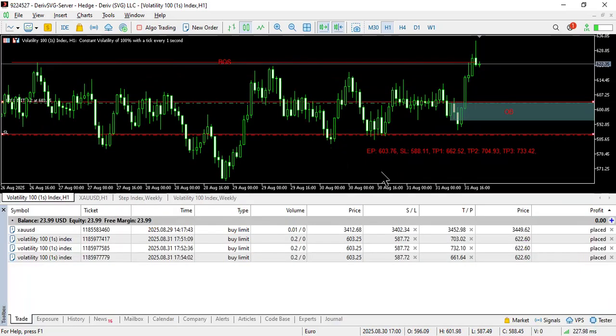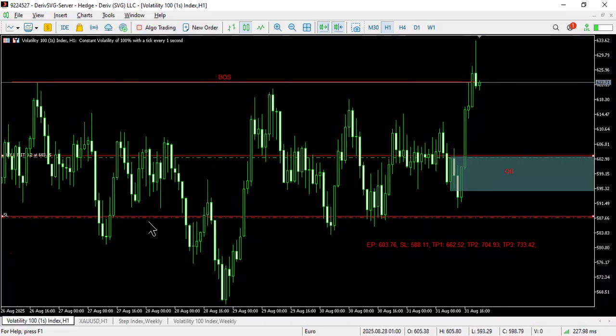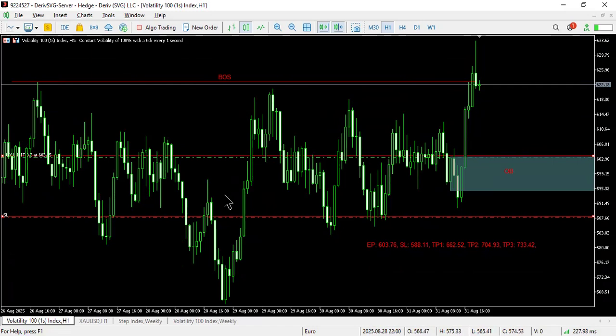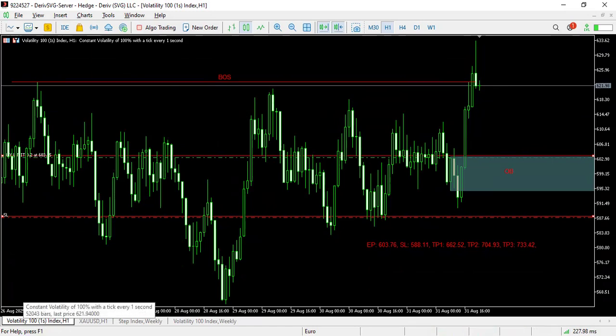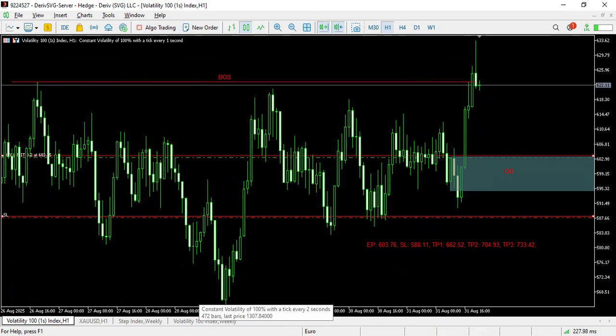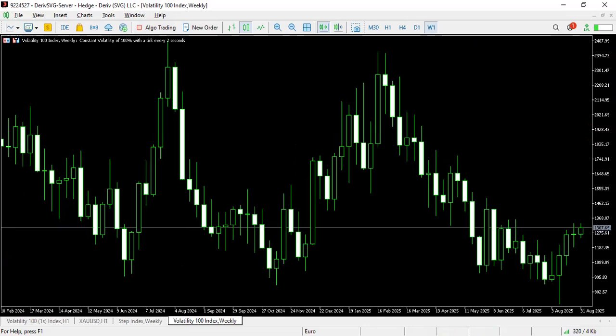I usually don't trade big accounts. So this $23 account that I funded, for me, this is a big amount because the spreads on these indices are very small. So to me, that is a big account I'm trading. So that is the entry that I'm waiting for on VIX 100 1S. And then let's go and analyze Volatility 100 1S.